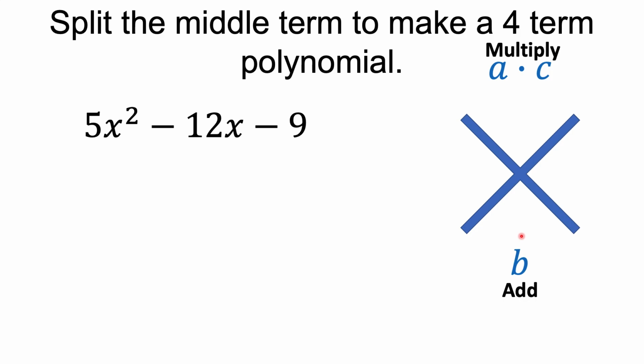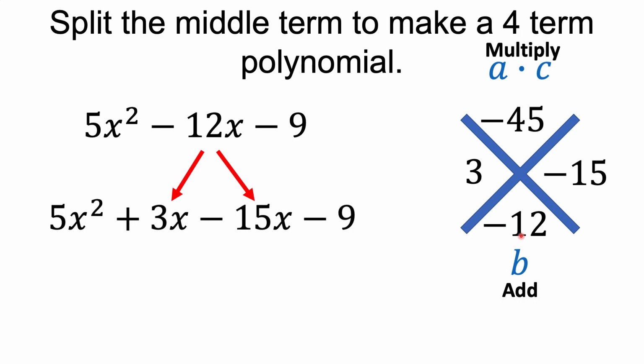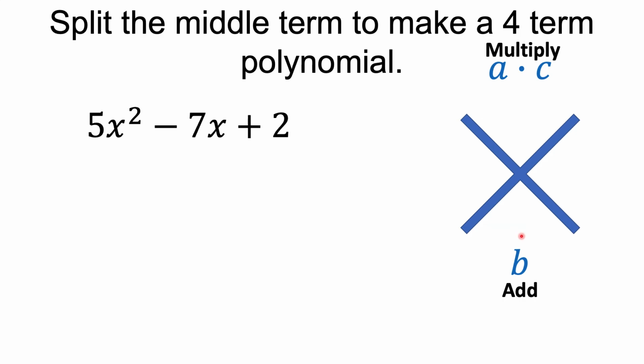Okay, and this one, let's see if we can do the setup. Should get a negative 45 and a negative 12, and that would give you a 3 and a negative 15. Then split it apart.